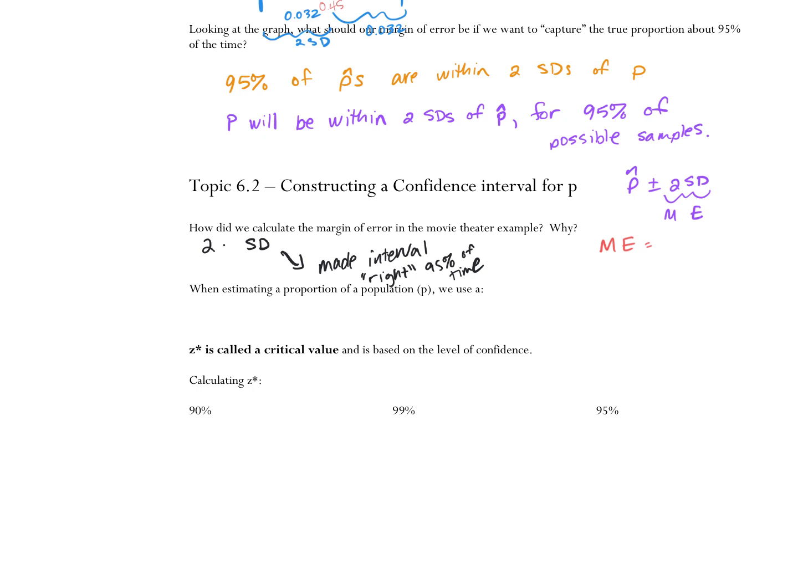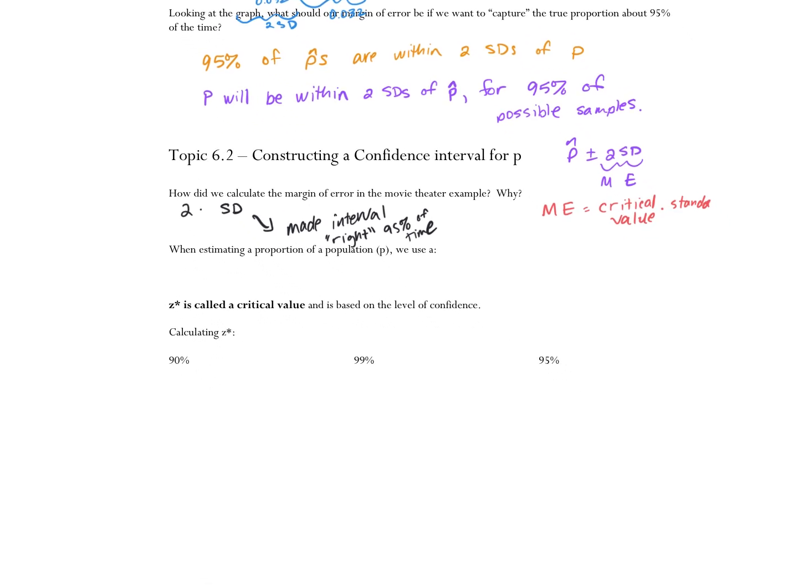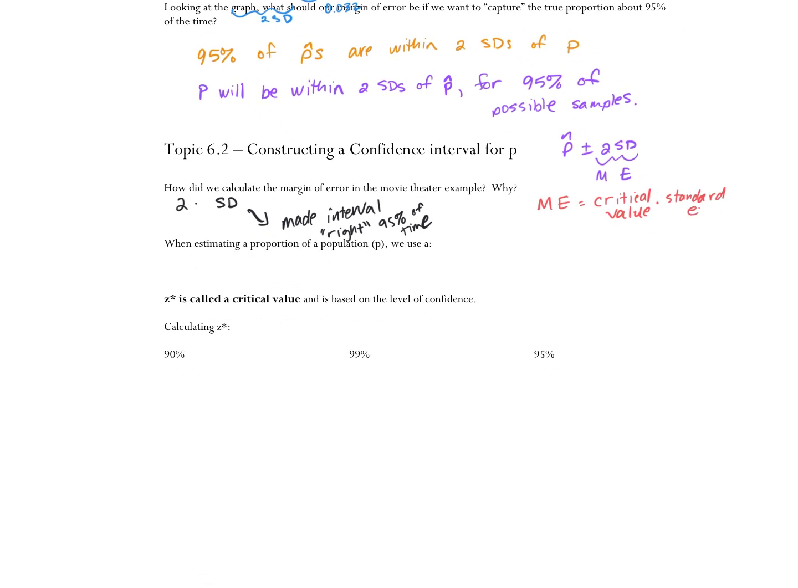is it's not always going to be 2. In fact, it's never going to be 2. That 2 was an approximation to kind of introduce the idea. Okay? So the margin of error is always going to be made up of something called a critical value and the standard error, which is really, really close to the standard deviation. Okay? It's not quite the standard deviation, but it's conceptually the same.